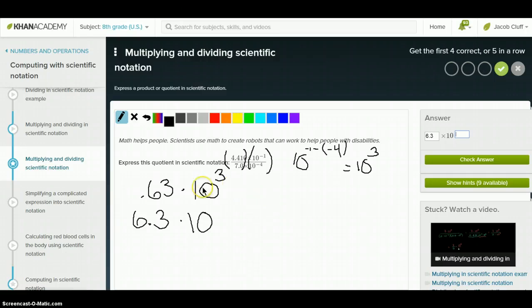So one way you can think of it is, let's dissect this problem right here. So 0.63 times 10 to the third. So if we move this decimal place 3 places over, we're going to be left with 630. So if we put that in scientific notation, that's going to be 6.3 times 10, and then this decimal place is going to move over twice. Alright, so I guess we discovered that this is going to be 10 squared, and that's going to give us the same answer. Okay, so let's put that in here.